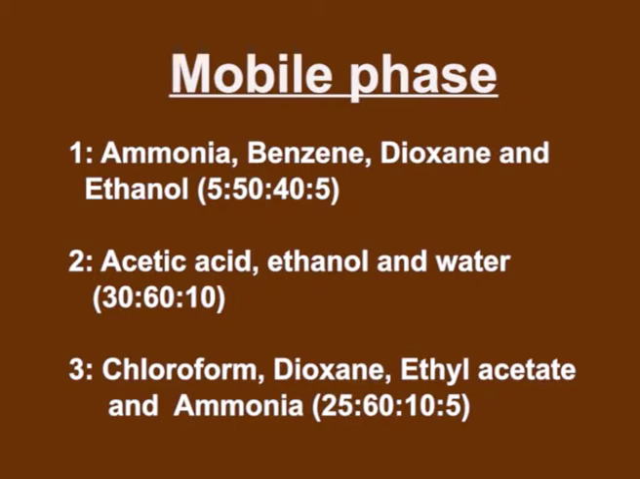5:50:40:5. System 2: acetic acid, ethanol and water in the ratio of 30:60:10. System 3: chloroform, dioxane, ethyl acetate and ammonia in the ratio of 25:60:10:5.